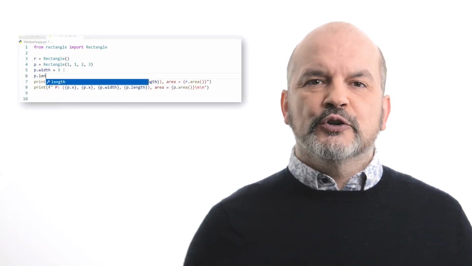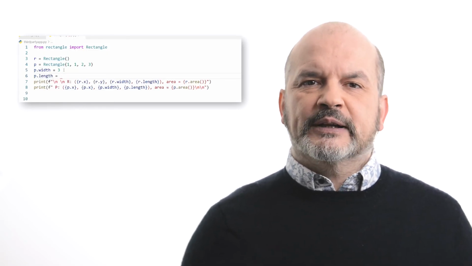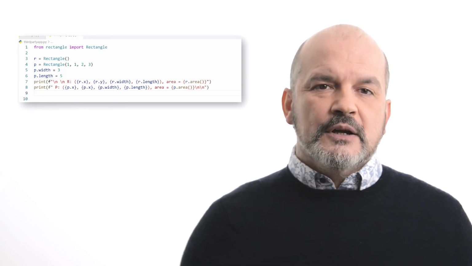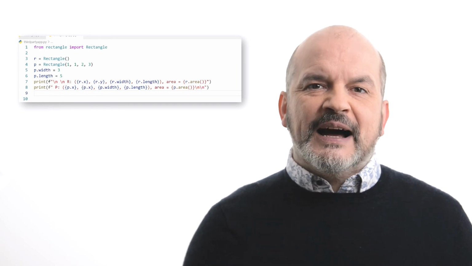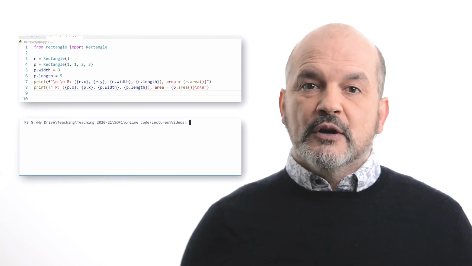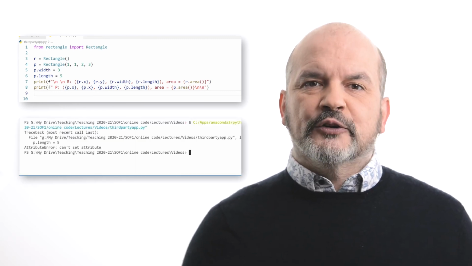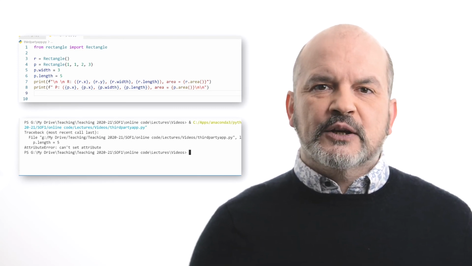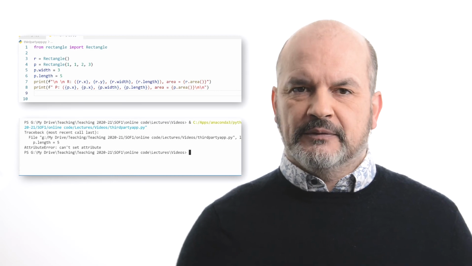Another interesting aspect of the property can be seen when trying to modify the length. We did not provide a setter like we did for the attribute width. Let's try to assign a new value of 5 to the length of the rectangle, p, and then run the program. Look at it. The value 5 is a valid value for length, so there should not be any problem. The program crashes, and an attribute error is raised. We cannot set the attribute length because we did not provide a setter.